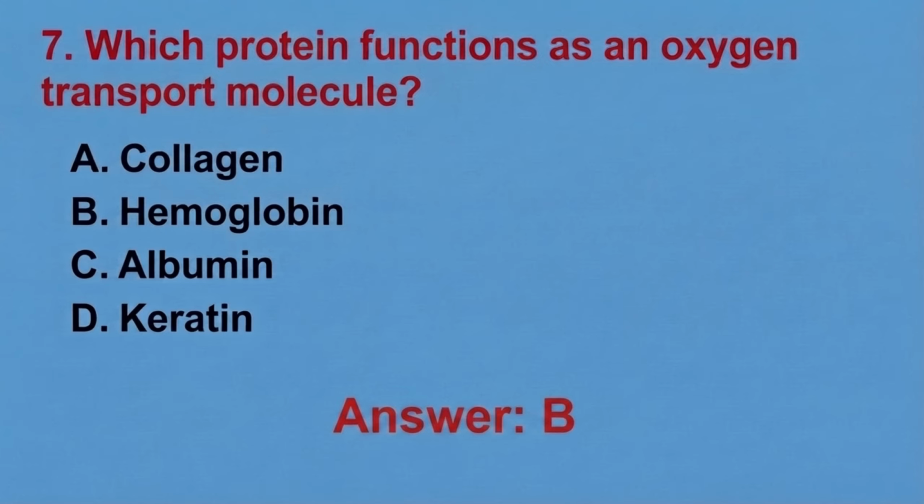Option D, keratin, is a structural protein found in skin, hair, and nails and does not transport oxygen. Okay, so that's that. Let's go to question 8.